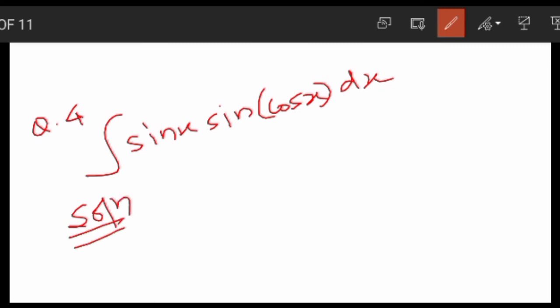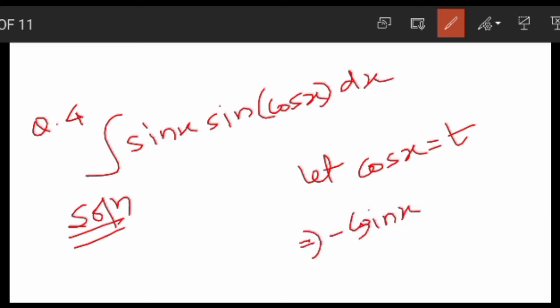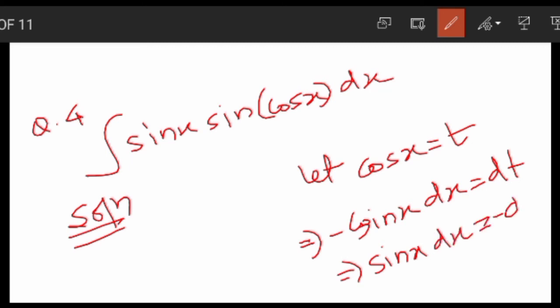Solution: to solve this question, we suppose cos x equal to t. Now differentiating both sides, we have minus sin x dx equal to dt. From here we have sin x dx equal to minus dt.